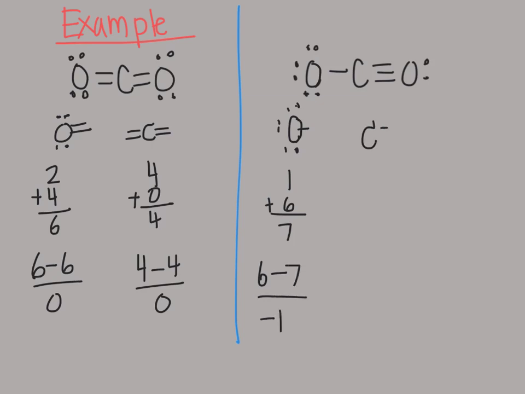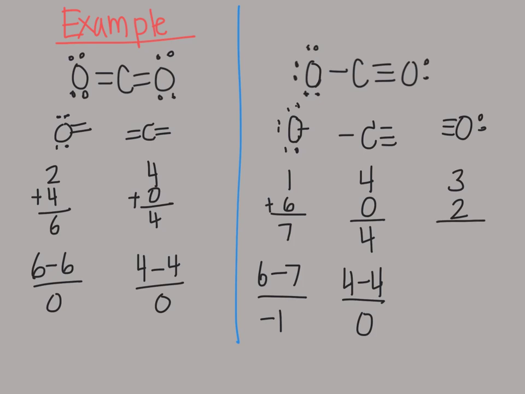This carbon in the center has 4 bonds on it and no lone pairs. There's 4 and 0. That gets me 4. Its valence is still 4, so its formal charge is 0. The oxygen on the right has 3 bonds touching it, 2 lone electrons, and that gives me a 5. My valence is still 6, so 6 minus 5 gives me a formal charge of 1 here.